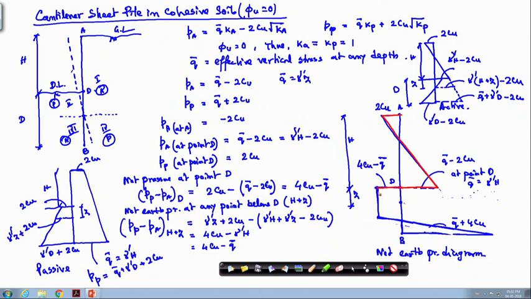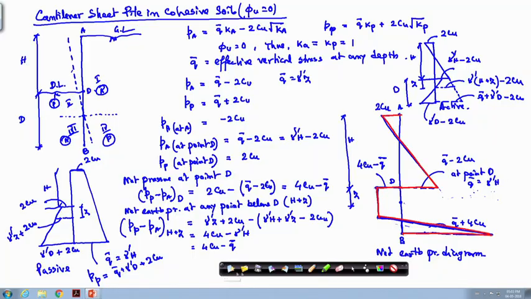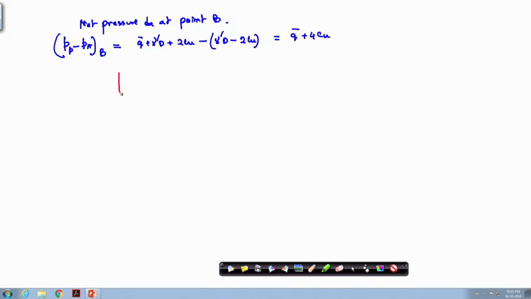So, the final diagram will be the net diagram: this is the active part, then this is the net. This will be the diagram for this case, a cantilever sheet pile in cohesive soil, where q bar, remember, is gamma dash into H. Depending upon your water table position, this gamma dash value can change. Above the water table it will be gamma, below the water table it will be gamma dash, the effective unit weight of the soil, or gamma sat. So, finally, we get this distribution, this is the final distribution.